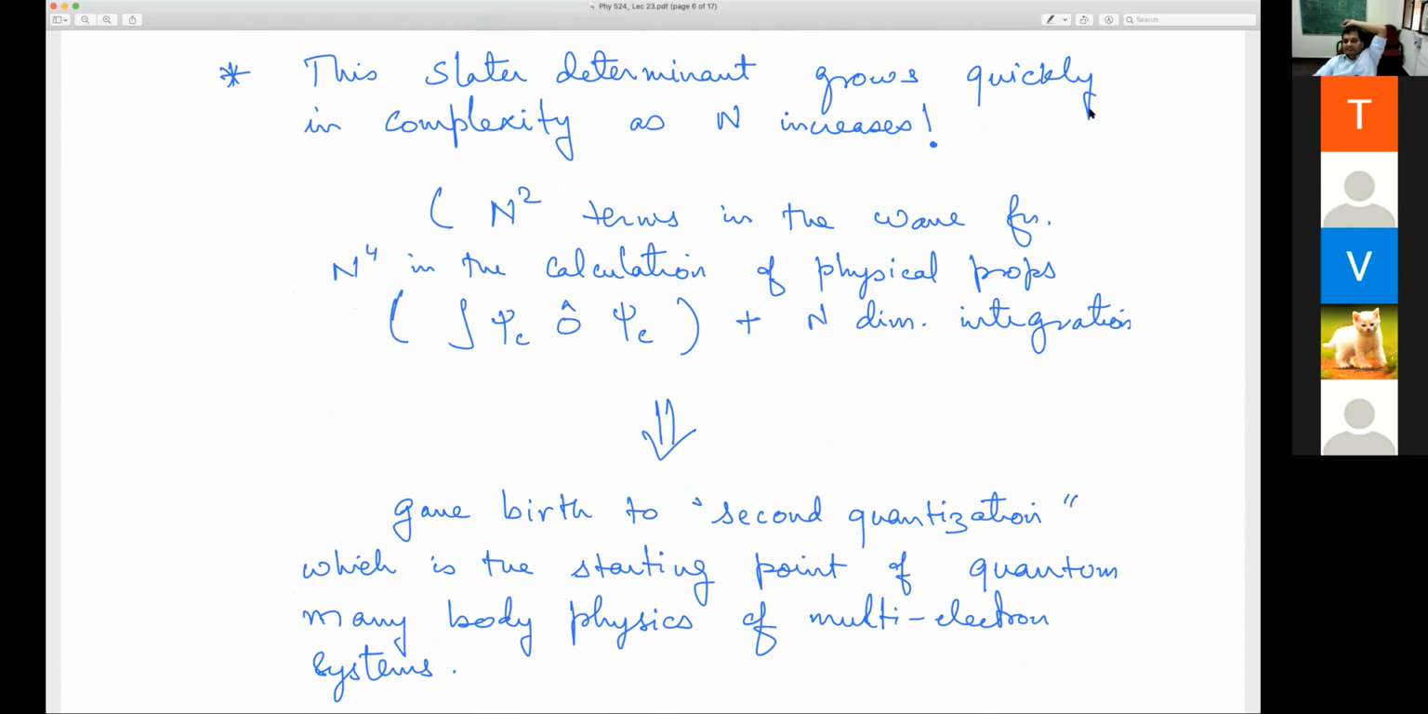Now you will immediately start realizing that this Slater determinant becomes a very complicated object with increasing n. Each Slater determinant, for example, is an n cross n matrix, so it has in general n squared terms for the wave function. And if I use this wave function to calculate any physical property, I'll have this wave function and its complex conjugate, so I'll have n to the power 4 terms even before doing the integration.